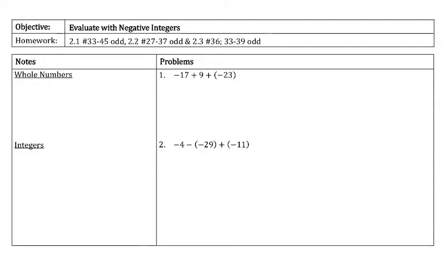Let's begin. So the first thing we want to do when we're talking about evaluating with negative integers is make sure that we all know what an integer is. And in order to define integer, we're going to start by defining a whole number. Now, whole numbers are the ones that look like 0, 1, 2, 3, etc. And the definition is a non-negative number that doesn't need to be written as a fraction.